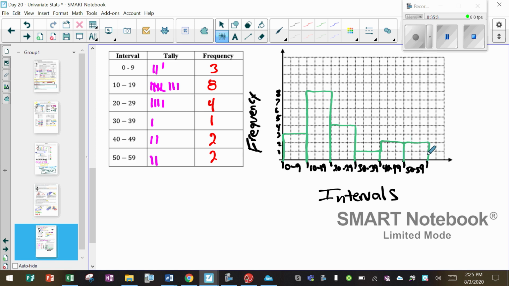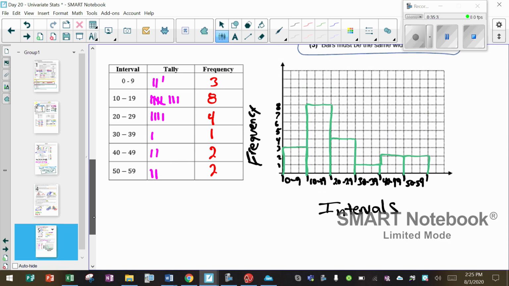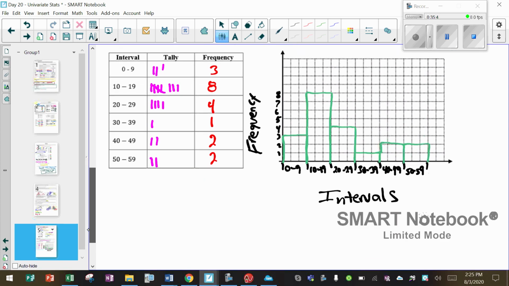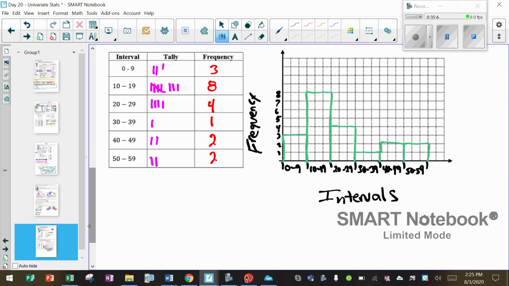I know a lot of people like to color in their bars. You're totally welcome to do that, but you do not have to. That is not a requirement. That is not part of the grading. Being able to color within the lines is fantastic, but that is more of an elementary thing, not a high school algebra thing. So we are done.